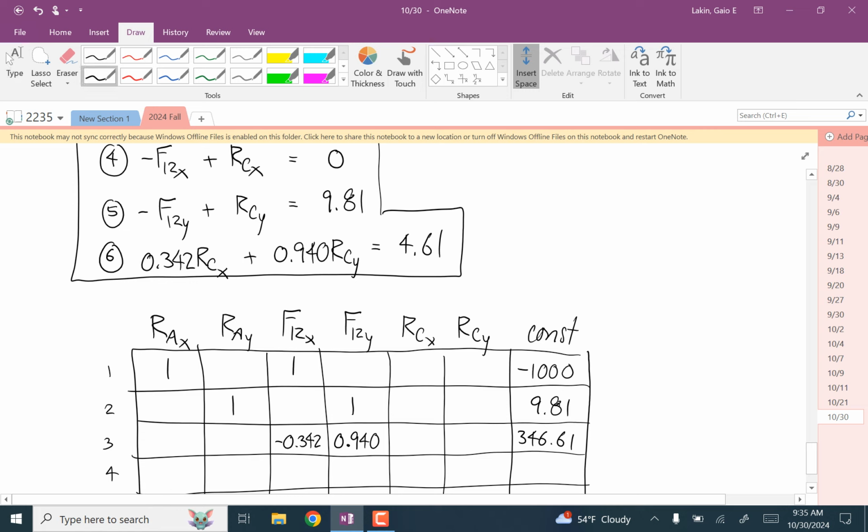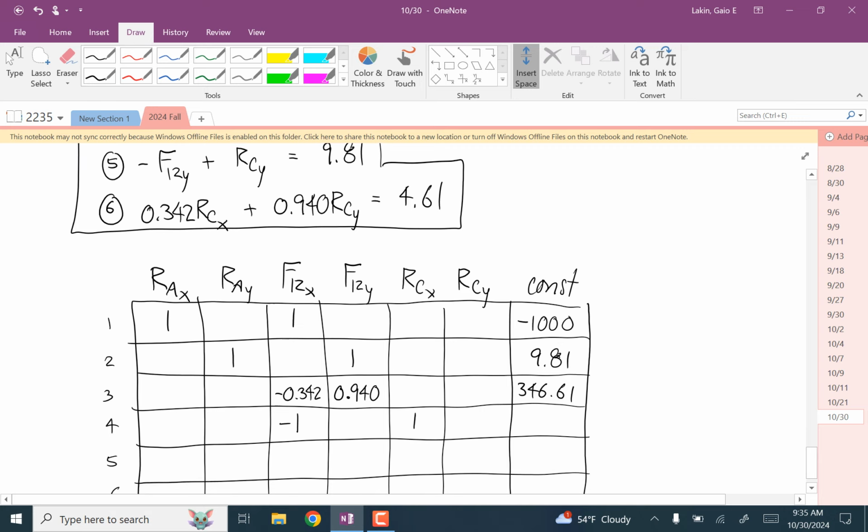For equation 4, F1,2X's, we have negative 1. Our CX's, we have positive 1. Everything else is 0. Equation 5, F1,2Y's, we have negative 1. Our CY's, we have positive 1. Constant is 9.81.